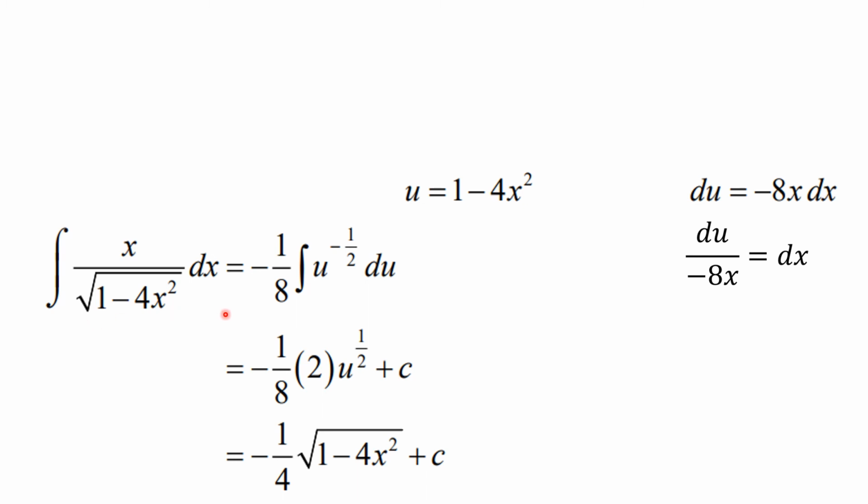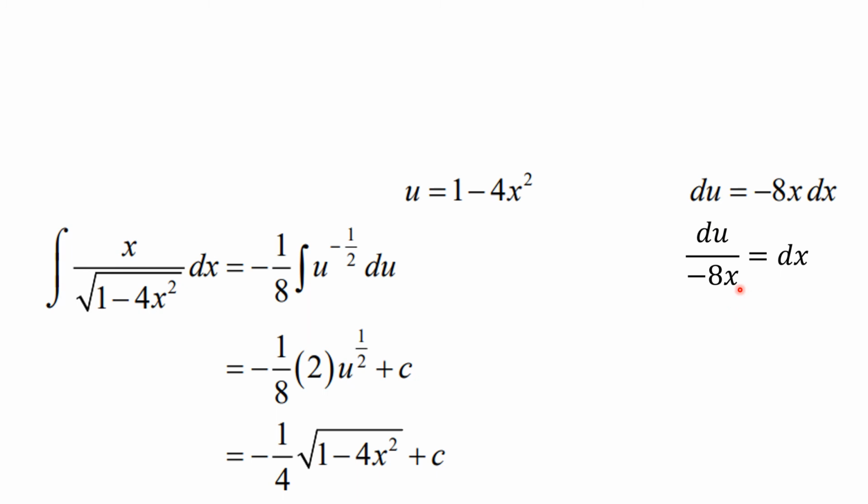Here is the problem we were confronted with to start with, and here's a substitution that will make magic happen. u is equal to 1 minus 4x squared. That means that du is equal to minus 8x dx. We solve for dx, and we substitute back into the problem.